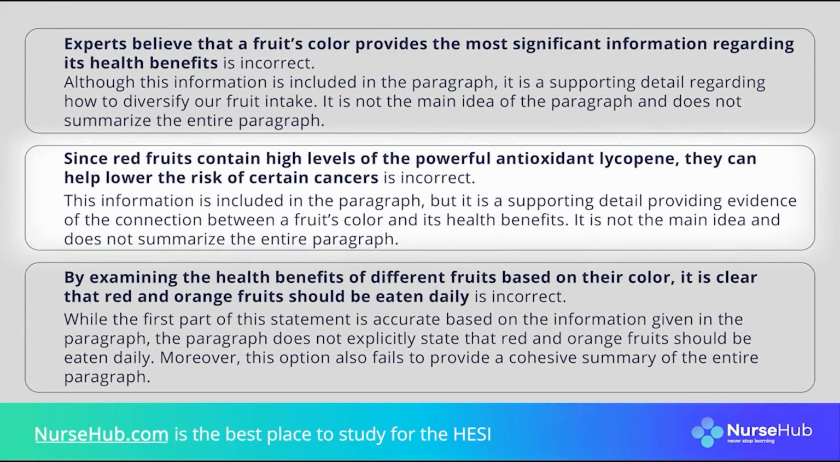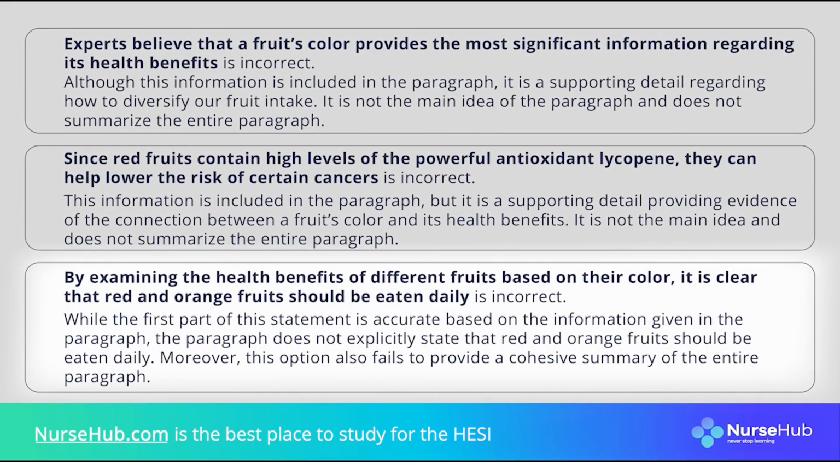Here's our second incorrect answer option. Since red fruits contain high levels of powerful antioxidant lycopene, they can help lower the risk of certain cancers. This is included, but again, it's just a supporting detail like I touched on before. It's providing evidence of the connection between a fruit's color and health benefits. It's not the main idea. It's just one idea in the paragraph, a supporting detail.